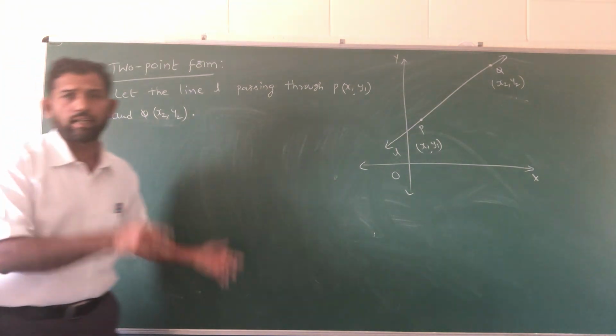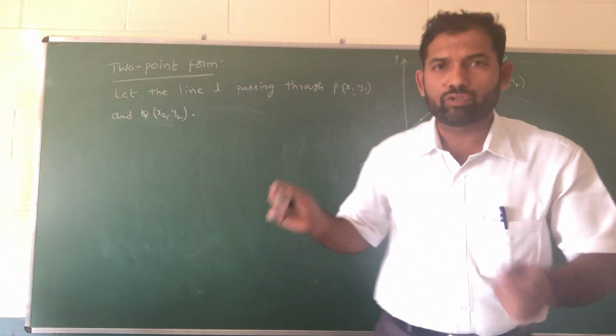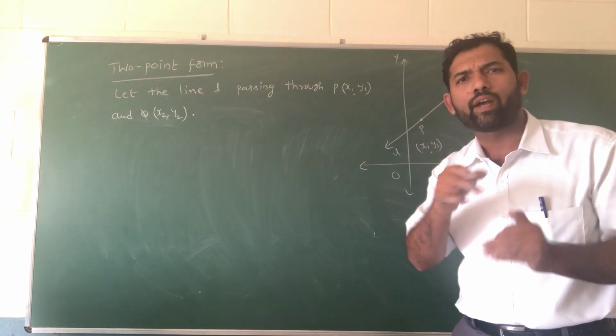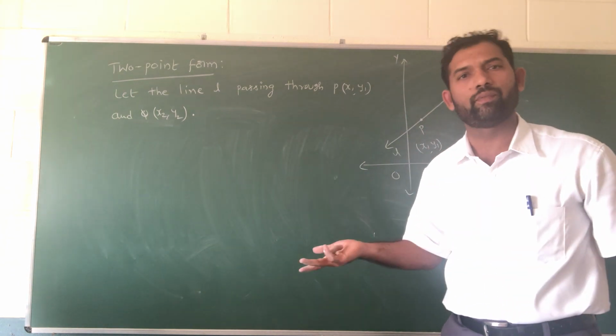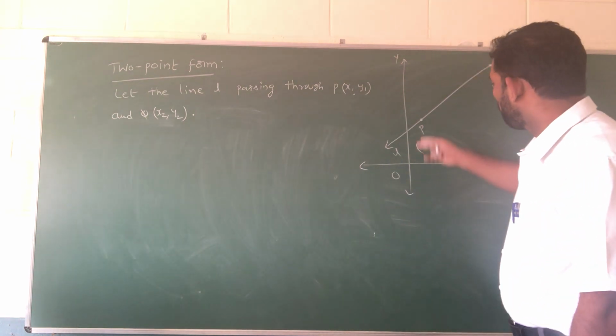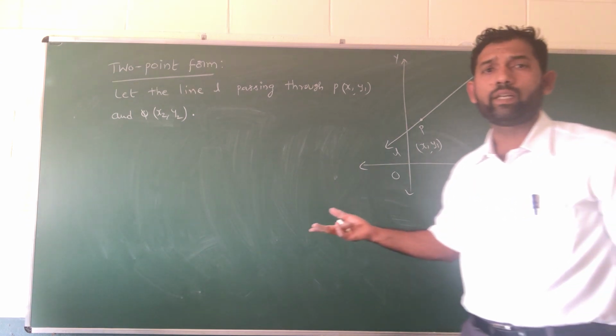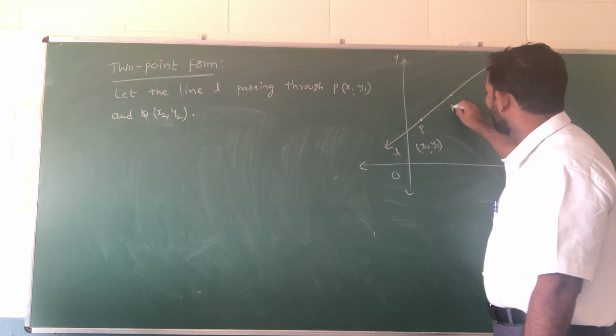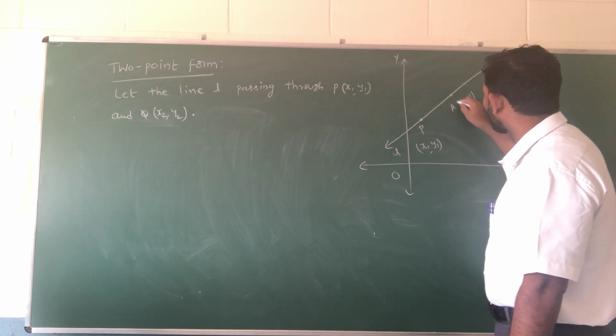So that is our line. Given these 2 points on the line, what is the equation? Two points are given, and you know how to find the slope. On a line L there are so many points. In between, I take one point, that is A. That point A I will consider as (x, y).